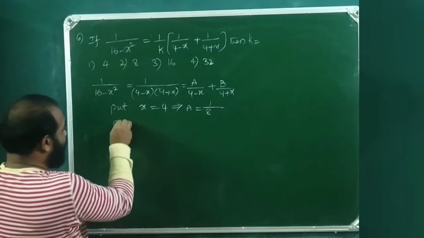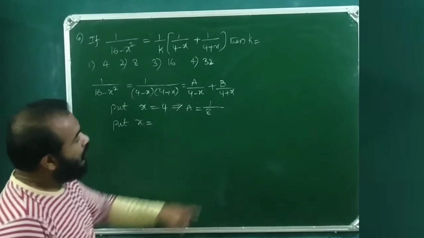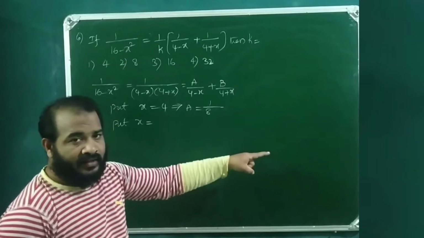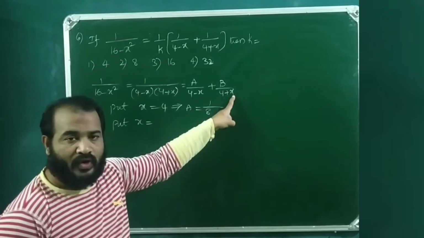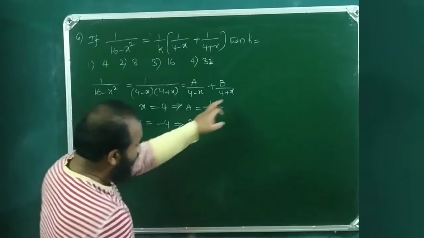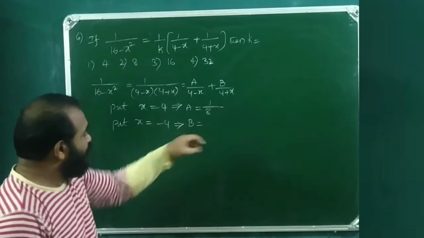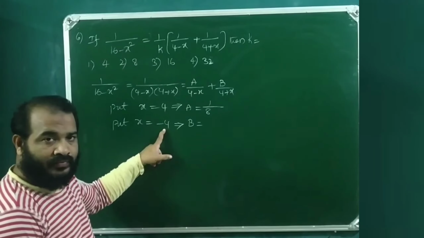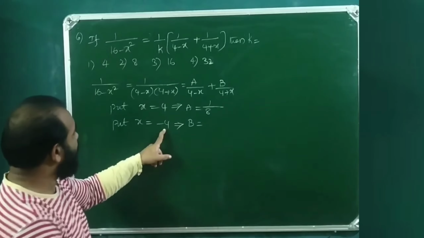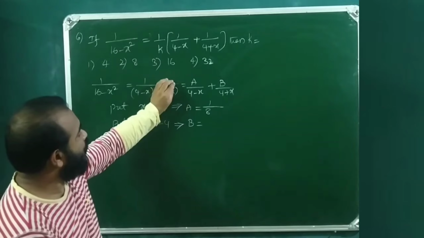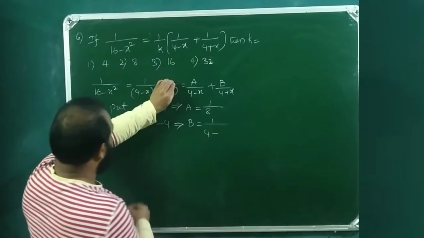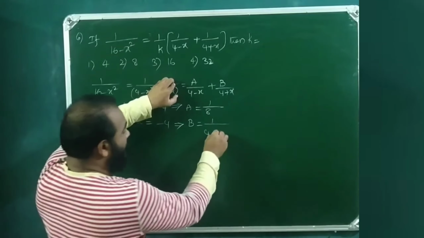Likewise, put x equals to 4. To obtain the value of b, equate 4 plus x equals to 0, x equals to minus 4. So to obtain the value of b, substitute minus 4 in the LHS covering its factor. So 4 plus x you cover here. So 1 by 4 minus x, value is minus 4. Minus of minus plus 4.